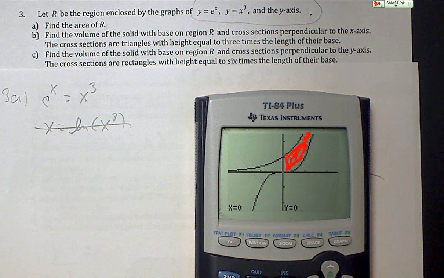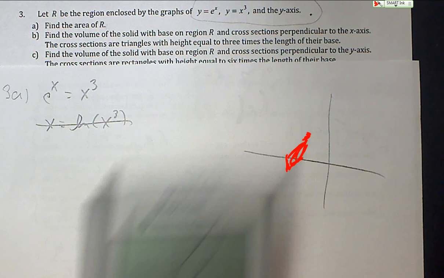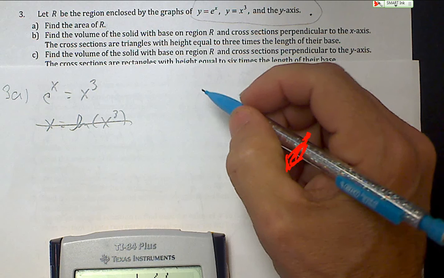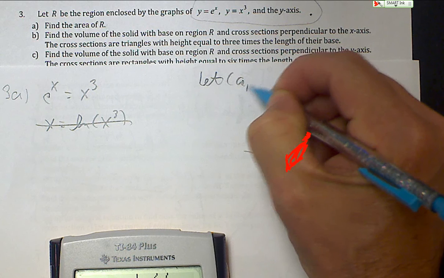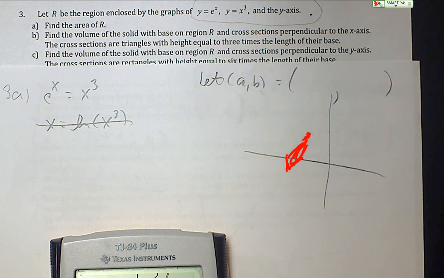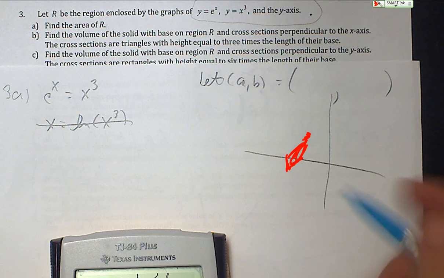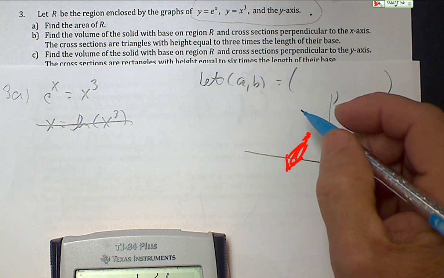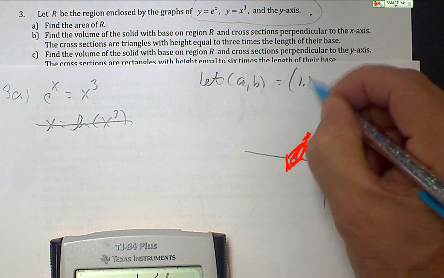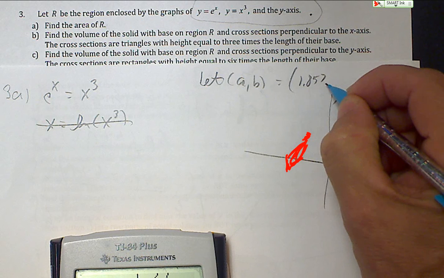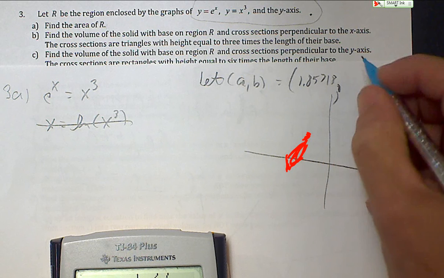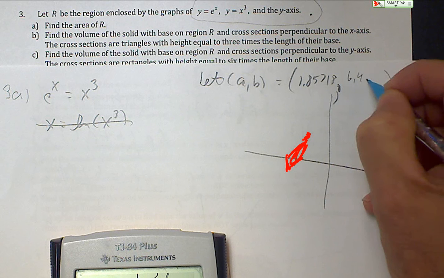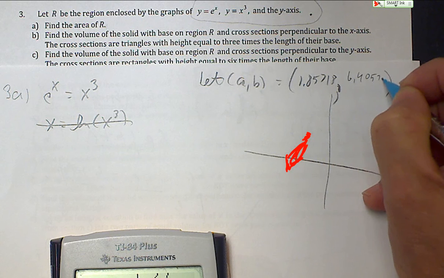What I would typically recommend, because you don't want to write that number down every time, is to say let point AB equal those coordinates. I'll show you why in a second. What was the x part of that? We're going to need both of them, aren't we? 1.857, 1.8 something. Okay, we'll call that good. And then the y coordinate? 6.405672. 6.40572. Close enough. Okay?